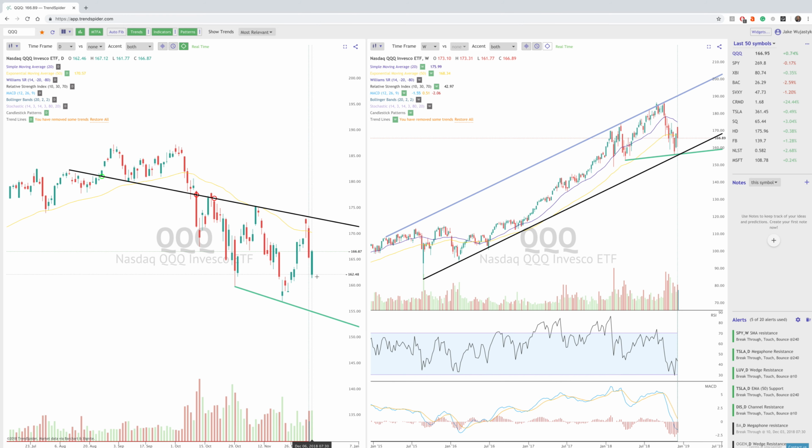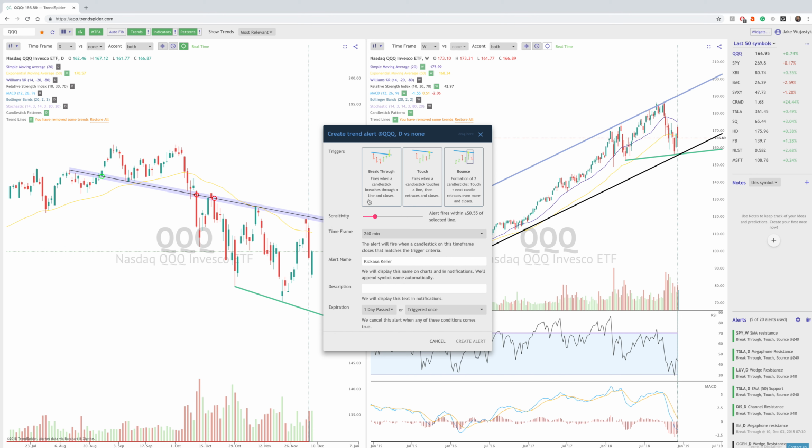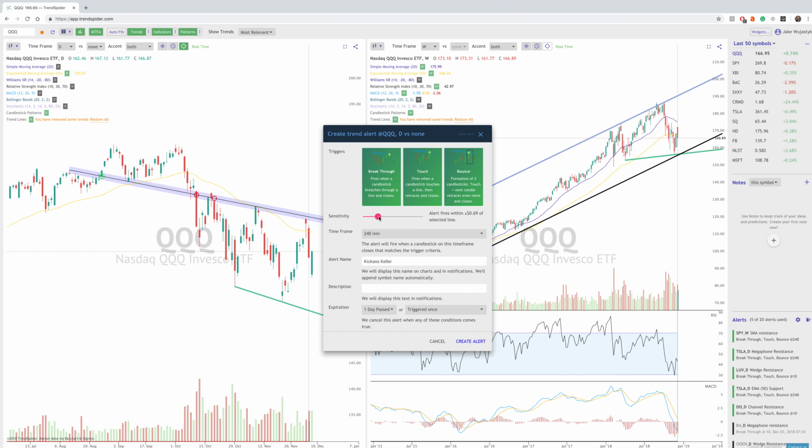So we can really go either way, but if this did decide to hold, this would be a pretty strong inverse head and shoulders forming with a potential test of the resistance area above. We can easily create an alert for this area if that does decide to happen. We can do, let's say, medium sensitivity.